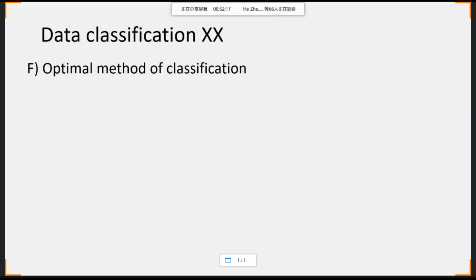So then the last method, the optimal method of classification. That sounds great right from the beginning, because it's the optimal method, then it should be the best method that we can find. But it also has some drawbacks, some disadvantages. But first, let's talk about the method and introduce it.